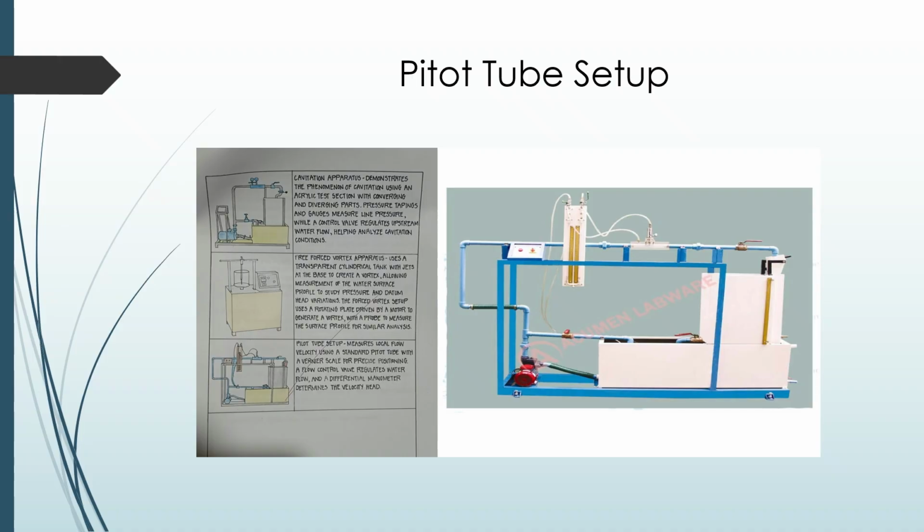The pipe is fitted with a flow control valve to regulate the flow. A differential water manometer is also provided to determine the velocity head.